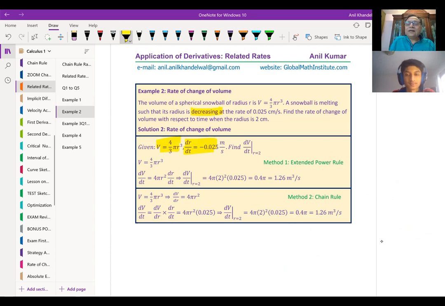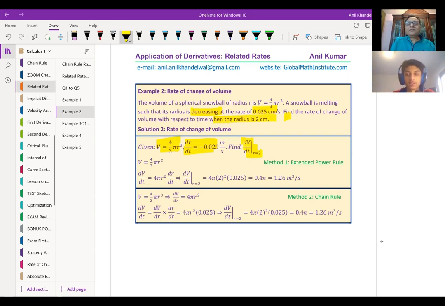So a snowball is melting such that the radius is decreasing at the rate of... So dr/dt is minus whatever the value is given to you, correct? Yes, sir. As you read the question, translate into your equation what is given and what you need to find out. And then, can you please read the next part? Find the rate of change of volume with respect to time. So dV/dt. Correct.